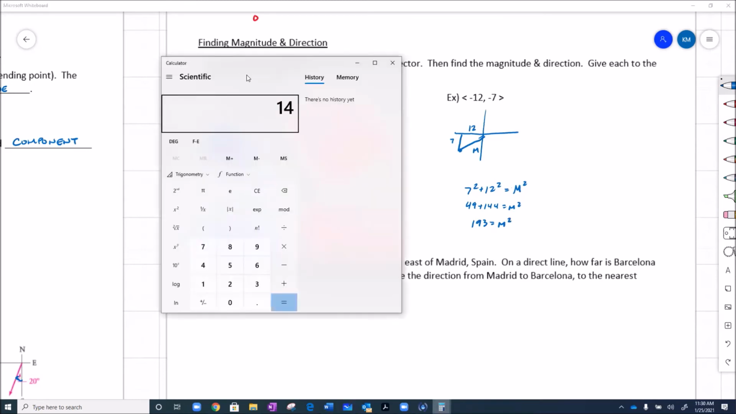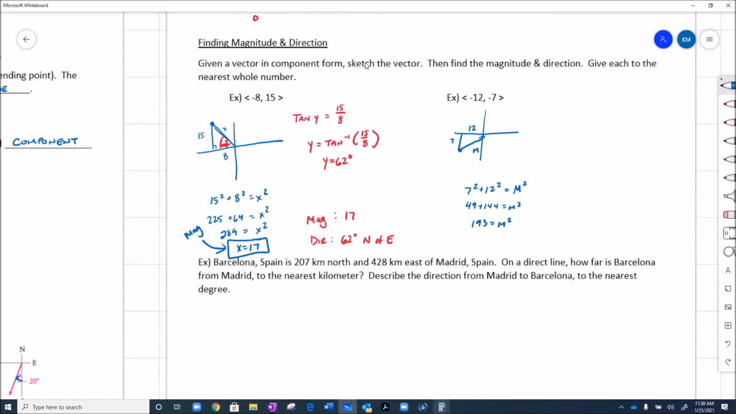Make sure I'm right about that. Yep. All right, and then we take the square root of that, and that gives us 13.89. So it gives us 13.89, but our directions say give each number to the nearest whole number, so we'll say magnitude of 14. Okay, so we know our magnitude.